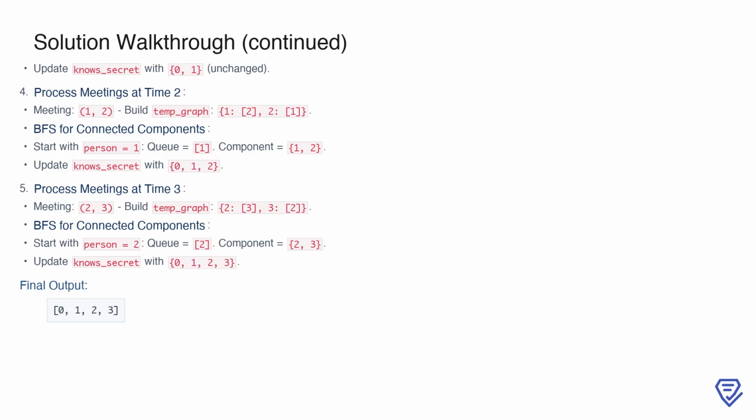Now, at time 3, persons 2 and 3 meet. The temporary graph for this meeting is 2, 3, 3, 2. Using BFS starting from person 2, we find that the connected component includes persons 2 and 3. Since person 2 knows the secret, we update the knows_secret set to include person 3 as well. By the end of all meetings, everyone knows the secret, so the final output is 0, 1, 2, 3.